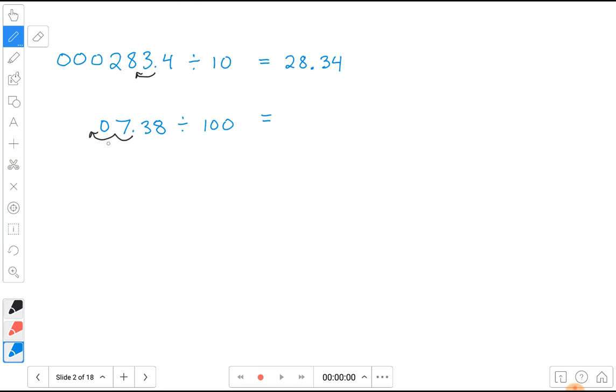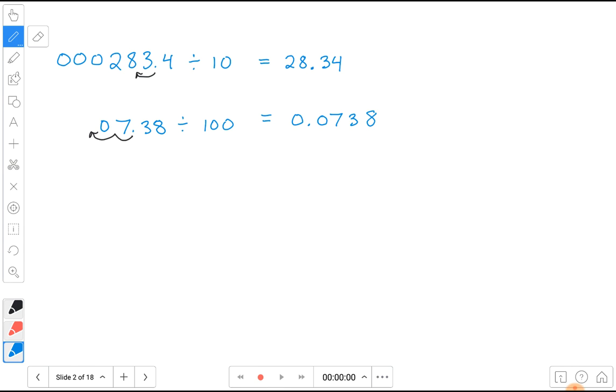And so those zeros are always there. And now we're actually going to use that to figure out what the solution is. So 7.38 divided by 100, we move the decimal over 2 spots, right? So the decimal will end up right there. So the answer is going to be 0.0738. Okay, so it gets smaller by a factor of 100.